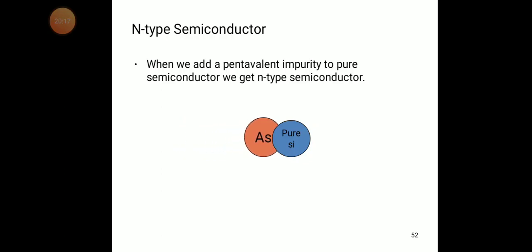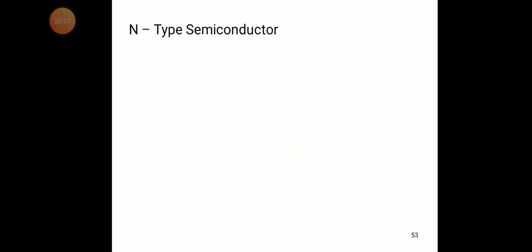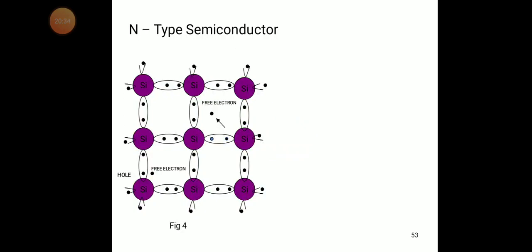Now you can see what happened. Arsenic and pure silicon are combined. That is called an N-type material, N-type silicon, or N-type semiconductor.